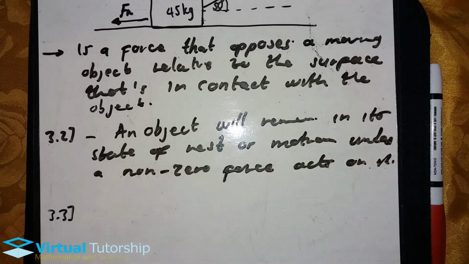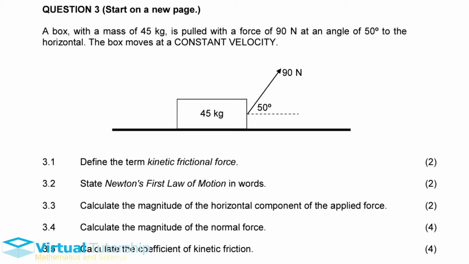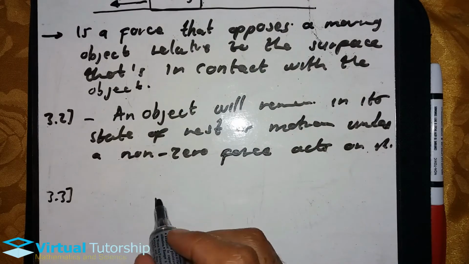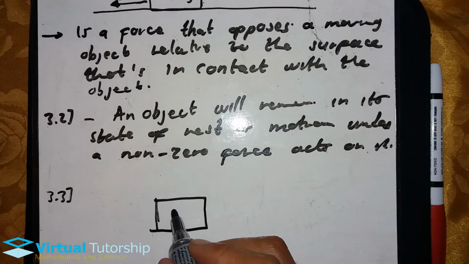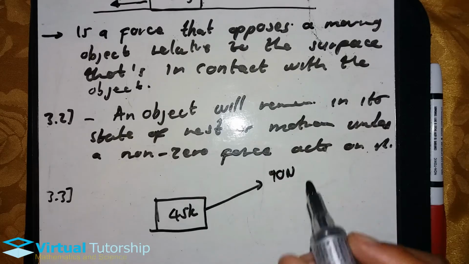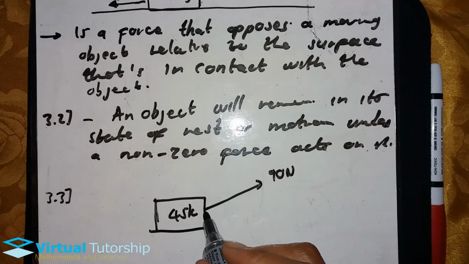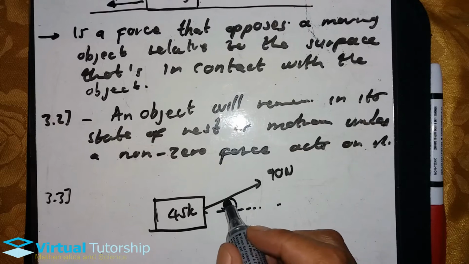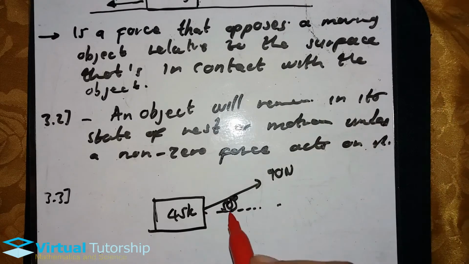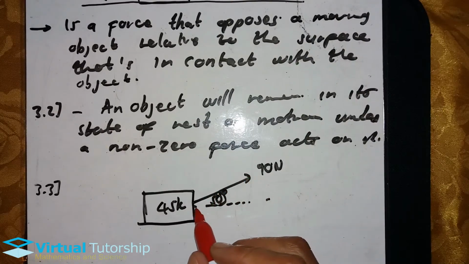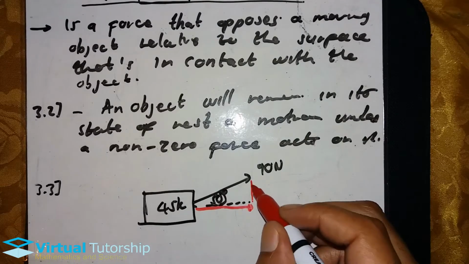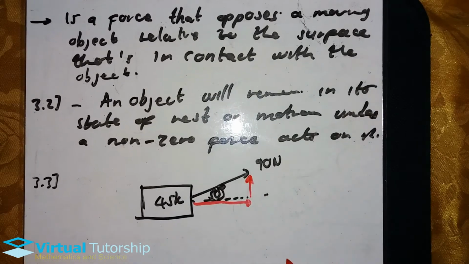But anyway, 3.3: calculate the magnitude of the horizontal component of the applied force. Let's just redraw the object. There's a 90 newton force applied at an angle of 50 degrees. When we apply a force at an angle, it will have components. In this case it will have a horizontal component as well as a vertical component.